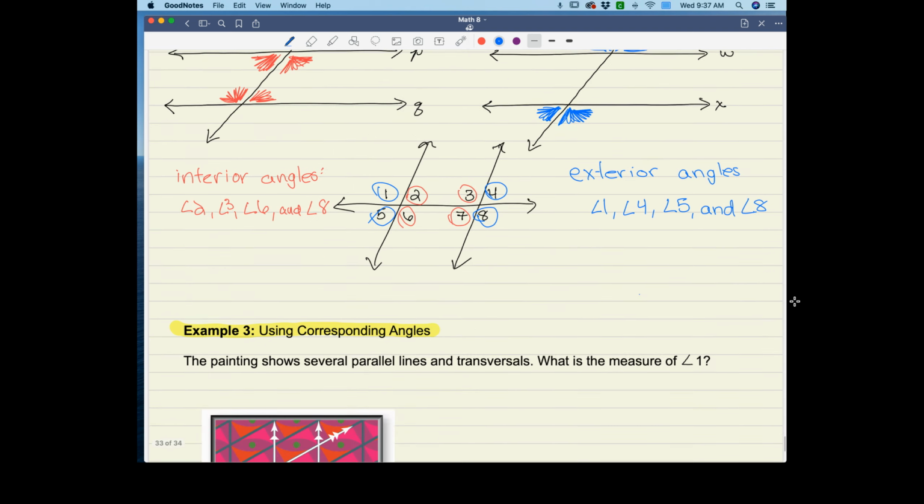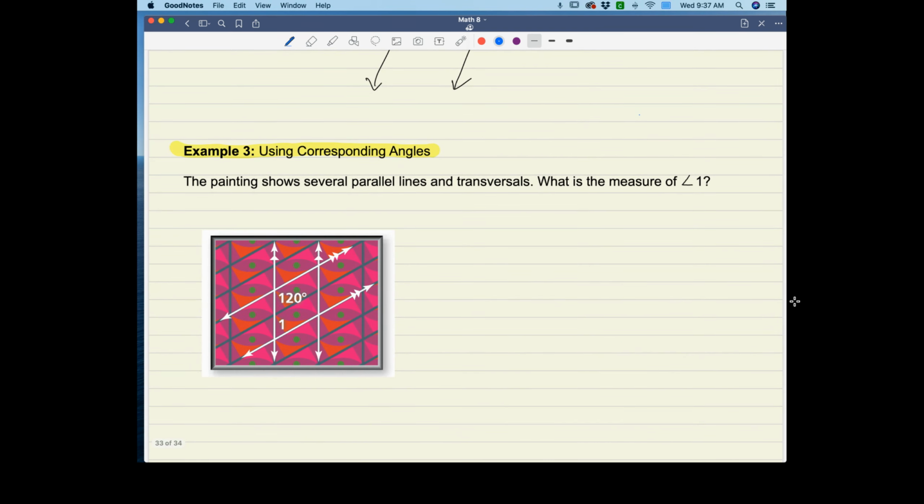So let's go ahead. We'll jump down and we'll look at example 3. Using corresponding angles. The painting shows several lines and transversals. What is the measure of angle 1? I often suggest if you have a worksheet, that you highlight the problem, that you draw your attention to what it is, or that you recreate the problem. So I'm looking at angle 1 and the 120 degrees, and I'm really noticing this line here, but I'm also noticing these two lines as well.